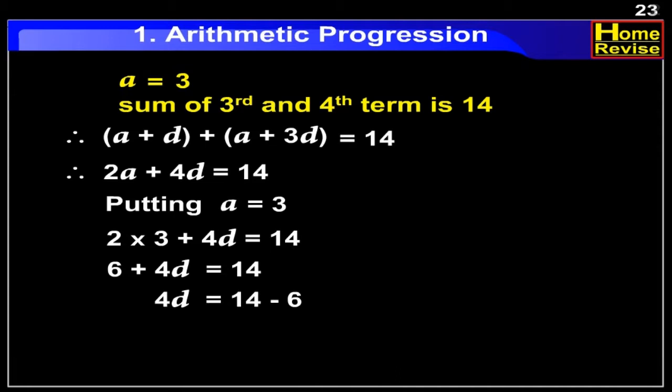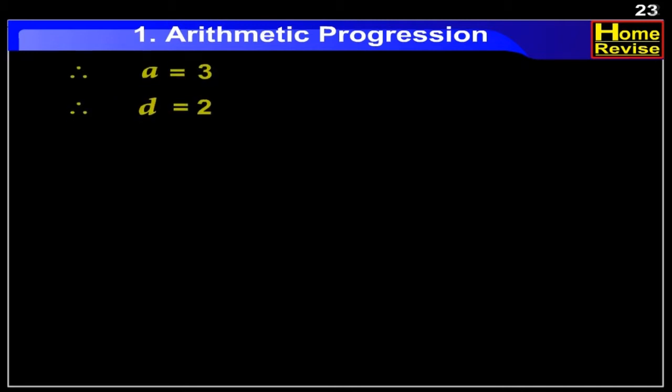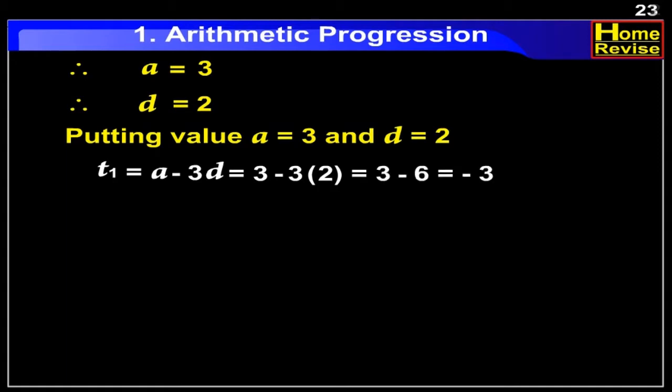4d is equal to 14 minus 6. Therefore, 4d is equal to 8. Therefore, d is equal to 8 divided by 4. Therefore, d is equal to 2. Now, putting the value of a and d, we get t1, that is first term, is equal to a minus 3d, is equal to 3 minus 3 into 2, is equal to 3 minus 6, which is equal to minus 3. Similarly, T2, that is second term, is equal to a minus d, is equal to 3 minus 2, which is equal to 1.